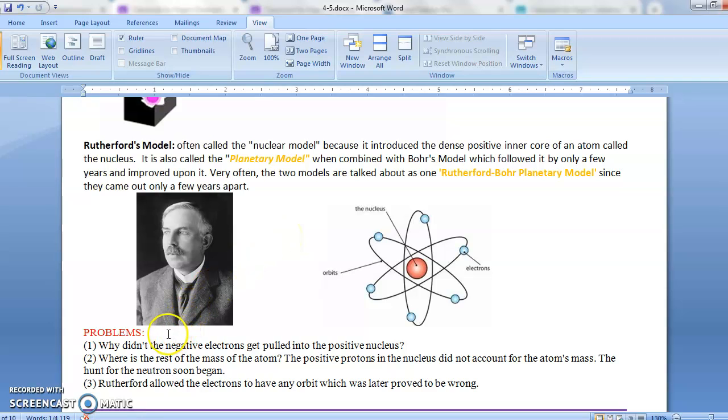And a big problem arose. If the electrons were negative and the nucleus was positive, what kept the electrons in orbit? And the protons alone didn't account for the mass of the atom.